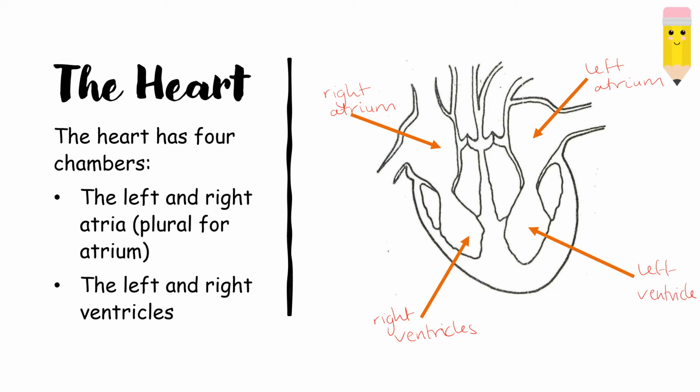Now it's important to remember that when you are looking at this diagram, it has been flipped. What I mean by that is that the right atrium and the right ventricle are actually on the left hand side of this picture. So if you can imagine someone standing directly in front of you facing towards you, this is the way that their heart would be.